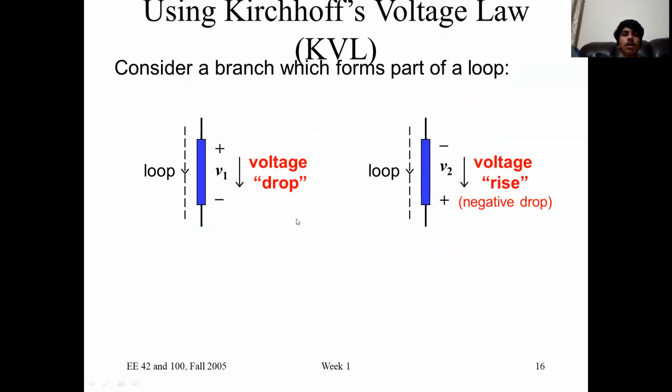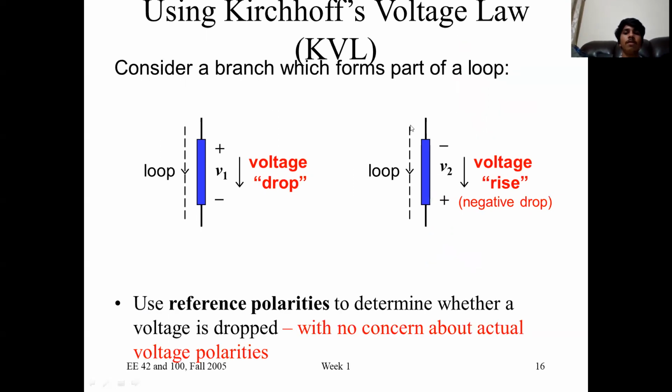Using Kirchhoff's voltage law, consider a branch which forms part of a loop. Use reference polarities to determine whether a voltage is a drop or a rise, with no concern about the actual voltage polarities. A negative drop is when it moves away from the node, and a positive drop is when it comes towards the node.